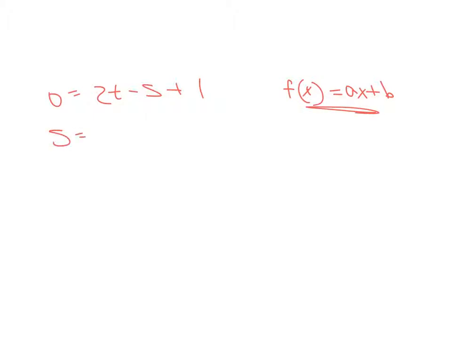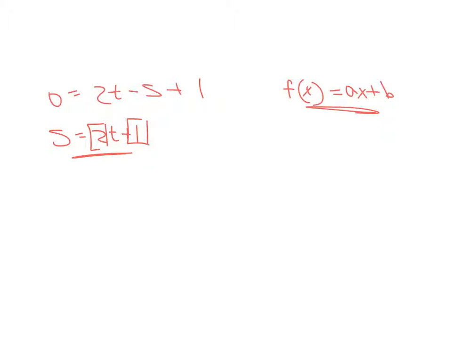It tells me that 0 equals 2t minus s plus 1. Can I put it in the form of f of x equals ax plus b? If I can, then it's a linear function. So let's set the equation equal to s. S equals 2t plus 1. Are 1 and 2 constants? Yes. Is it in the form ax plus b? Yes. So therefore it is a linear function.